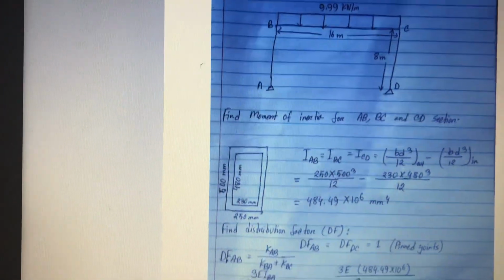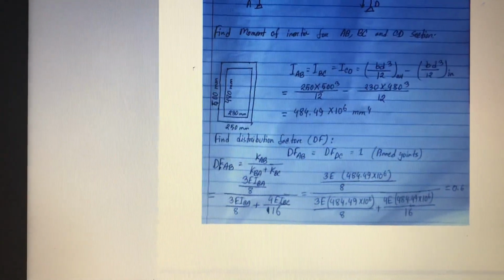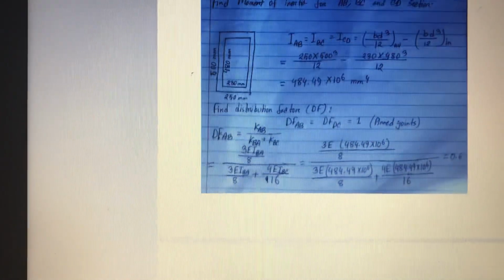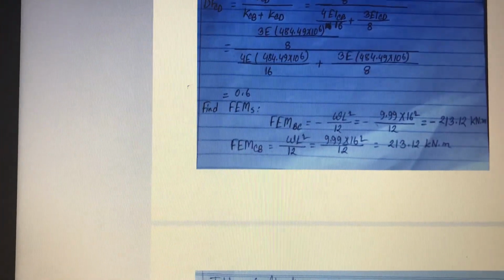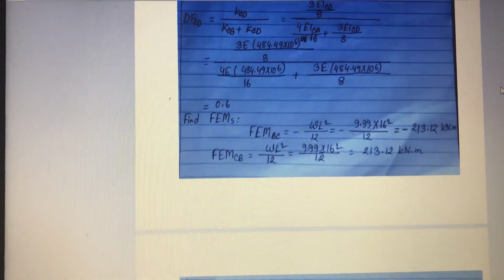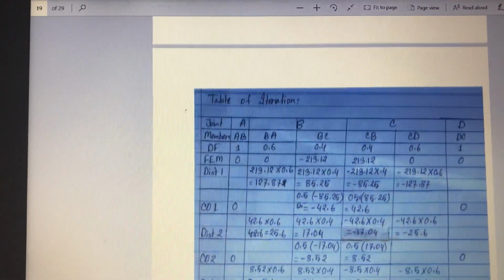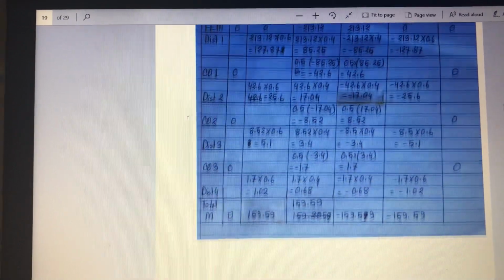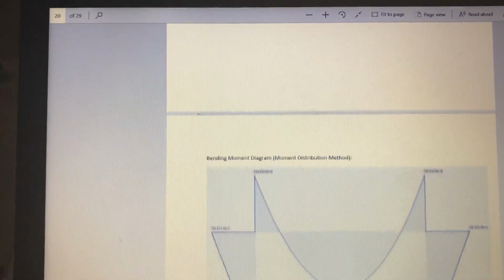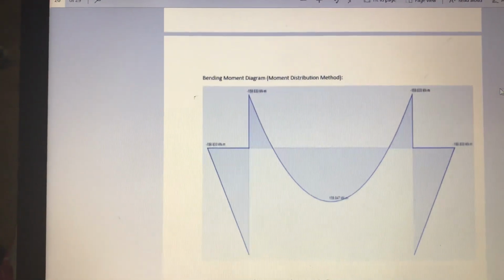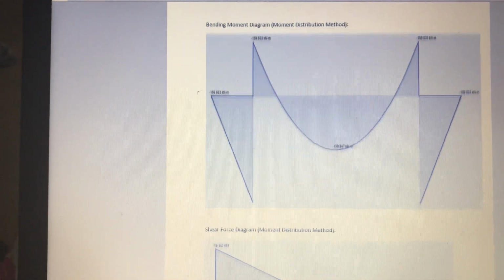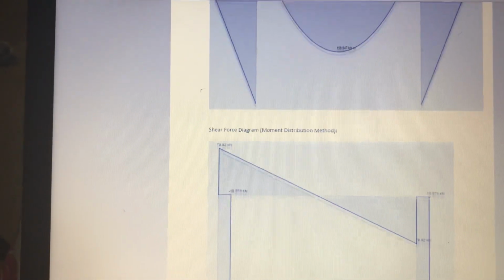After that, I find the moment of inertia and the distribution factors as well. Therefore, I find out the fixed end moments and use the moment distribution table to obtain moment at each joint. And I find out the bending moment diagram and shear force diagram for moment distribution method.